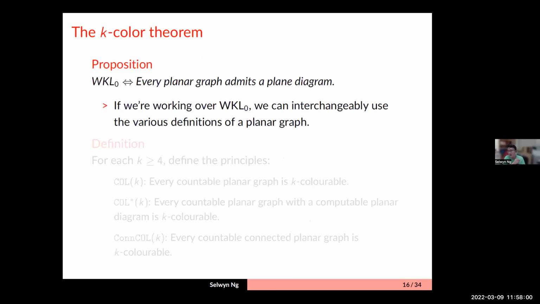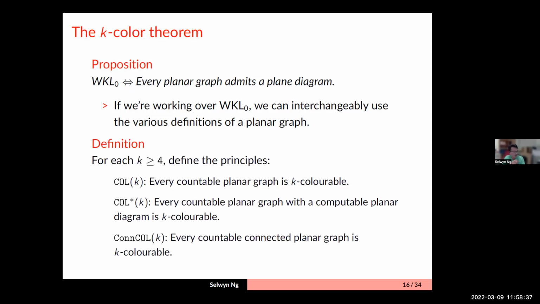So in fact, we can do a little better. Not only can you make it not computably true, but you can in fact encode every tree into this statement. So you can show that WKL is equivalent to the statement that every planar graph admits, or has, a plane diagram. And that actually tells us that if we're working over WKL, then we don't really need to be very careful about the various definitions of what it means for a graph to be planar.